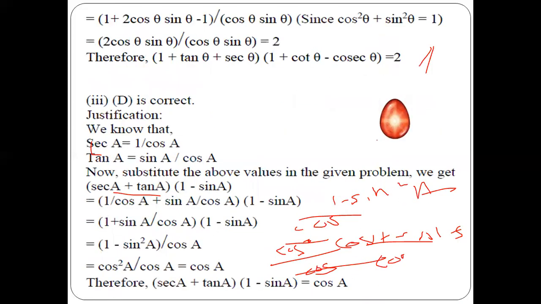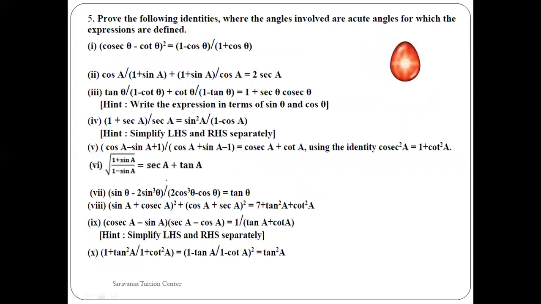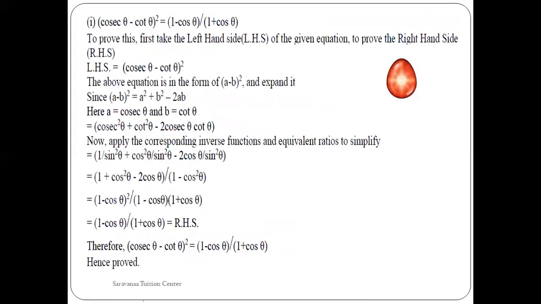Okay, moving on to the next question. This is the question which is very much important, because here we use all types of identities that we have learned. Okay, now first question. Cosecant theta minus cot theta whole square equals 1 minus cos by 1 plus cos. So you need to prove that cosecant theta minus cot theta whole square equals 1 minus cos theta by 1 plus cos theta. First, from LHS side.